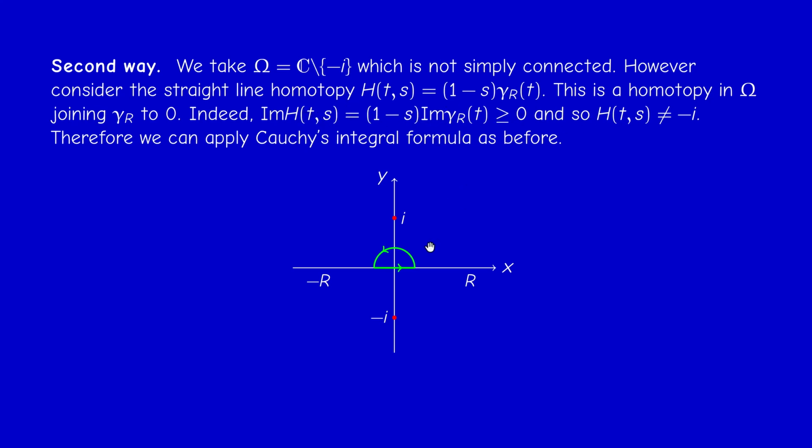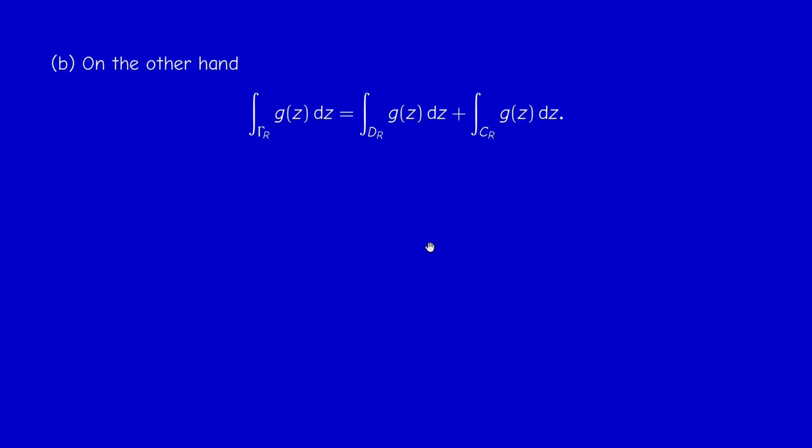So this is the second way of applying Cauchy's integral formula. We have to check 3 conditions actually, but the 2 ways are equivalent. It's the same idea, but written in a slightly different way. So you use the method you like. Now, this concludes part A.